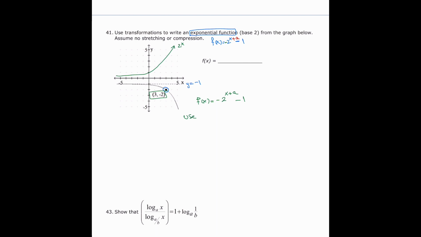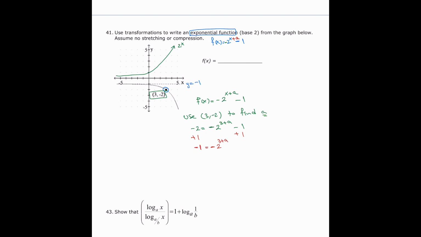Now, in order to find that a, I will use this point. So use the point (3, -2) to find a. So we have -2 equals -2 raised to the 3 plus a, minus 1. To solve, I will add 1 to both sides of the equation. You will get -1 equals -2 to the 3 plus a.